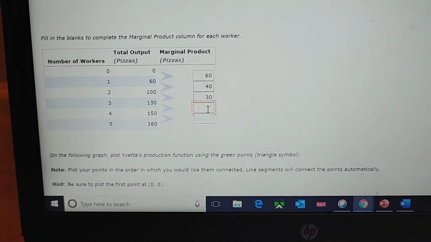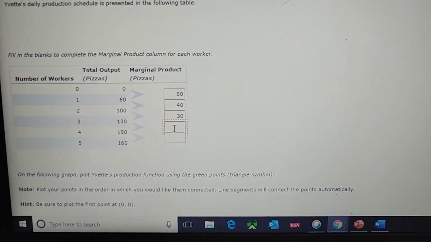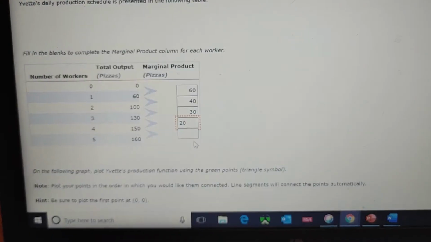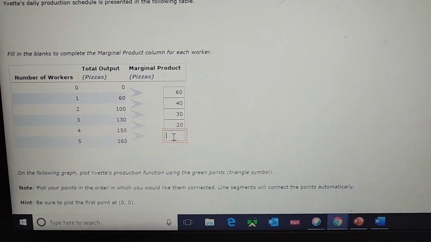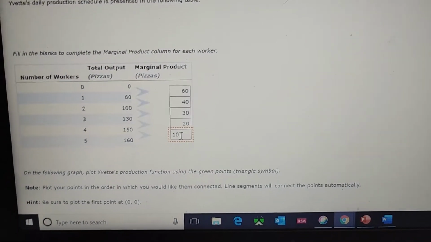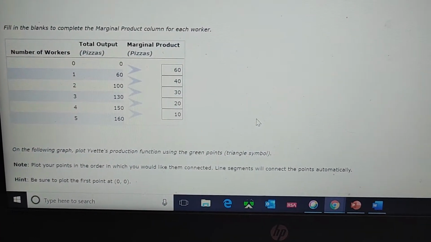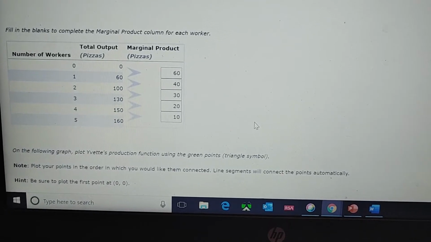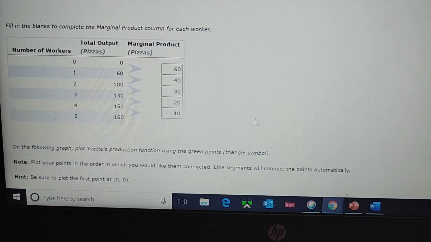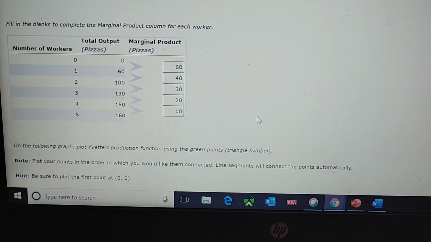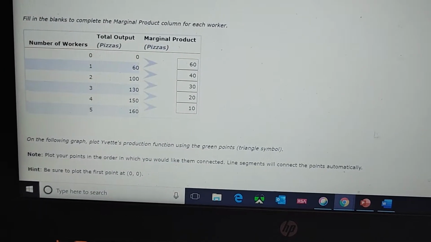And then when we went from 3 employees to 4 employees, we went from 130 pizzas to 150. So that employee brought 20 pizzas to the table. And then finally we went from 4 to 5 employees, and they were able to add 10 additional pizzas. You may ask yourself, why is the marginal production of pizzas going down with each hired employee? Well, that makes sense. Remember, we only have 4 ovens. So as we hire more employees, naturally the added production is going to go down because there's not enough room in the kitchen. There's only so many ovens, et cetera, et cetera.